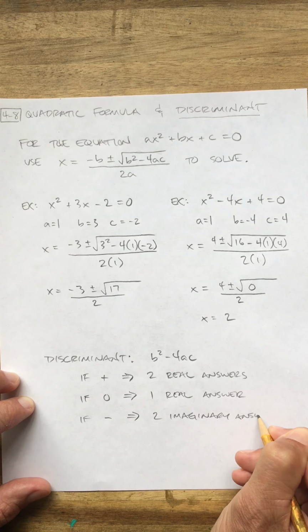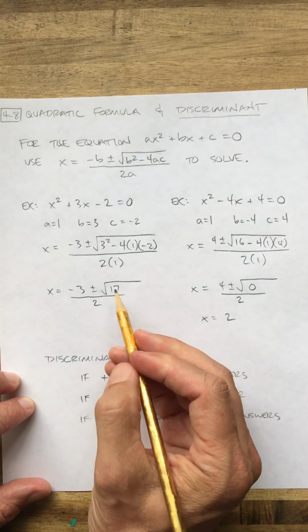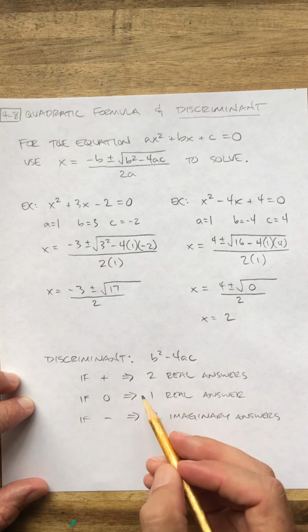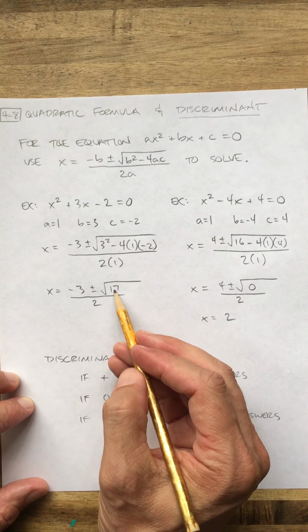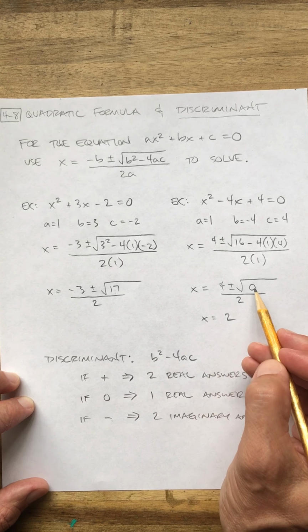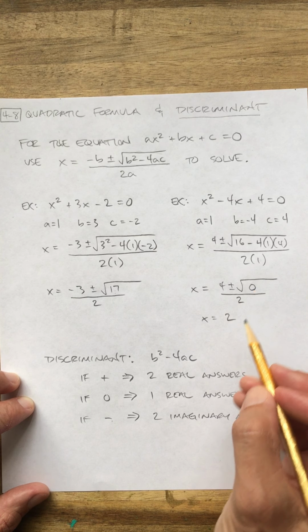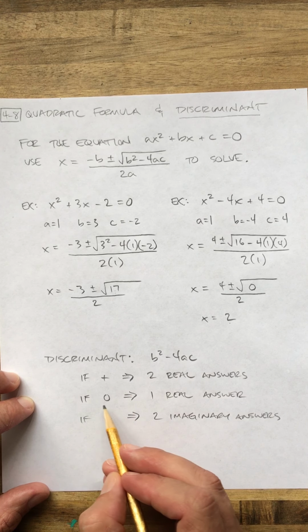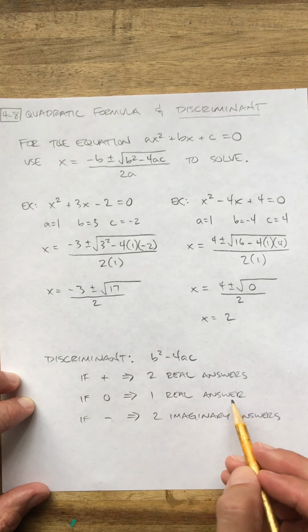Okay, and I'll show you, right? Here's a 17. Is that positive, 0, or negative? Well, that's positive. And how many answers did we have? We had 2 of them. Okay. Here is a 0. Our discriminant was 0. How many answers did we have? We have 1, just like it says. If the discriminant is 0, then we have 1 real answer.